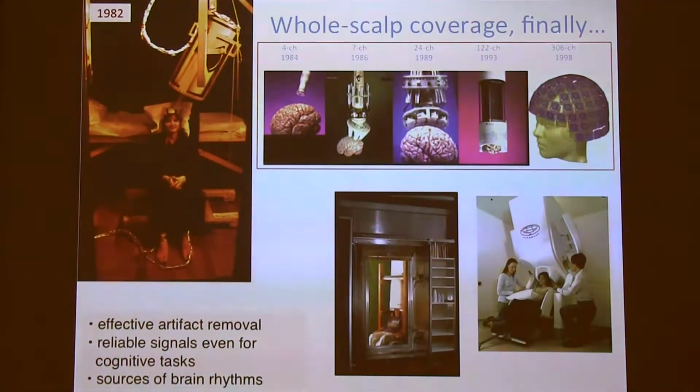So it took quite a long time to reach whole head coverage. This was already a multi-channel device in '84. Then came 7-channel and 24-channel devices, which already had planar gradiometers. And then the first in the world with whole head coverage came in '92 or '93, and later the Neuromag device, by a spin-off of our research team.